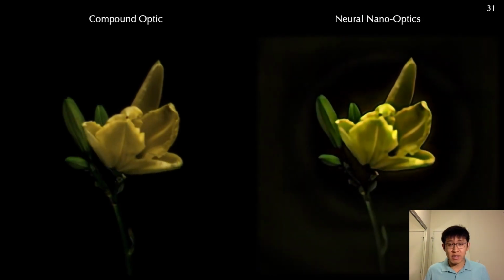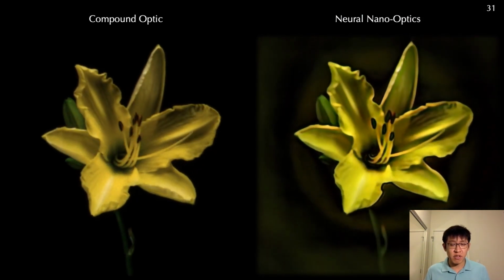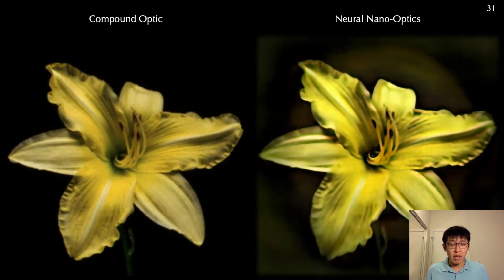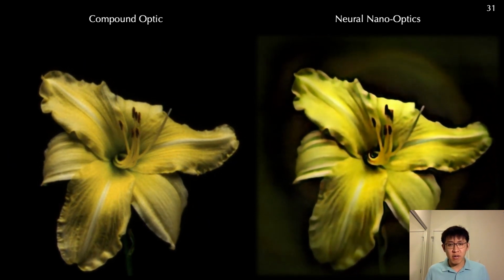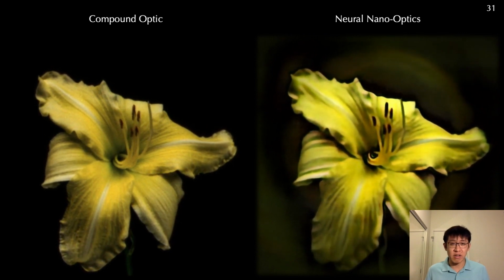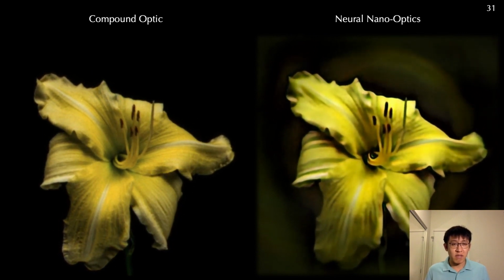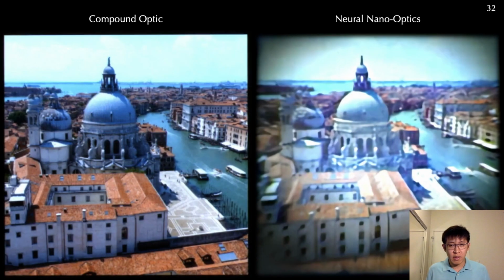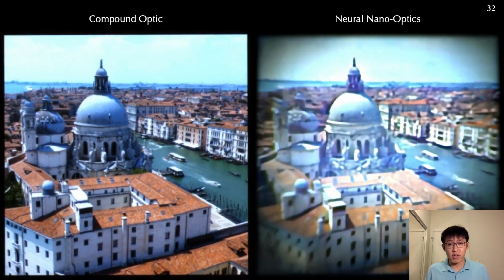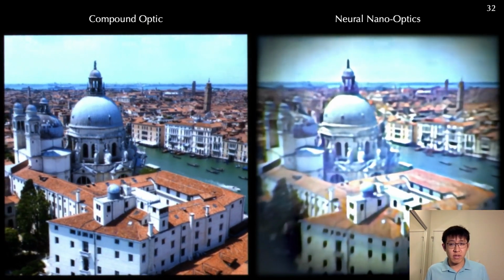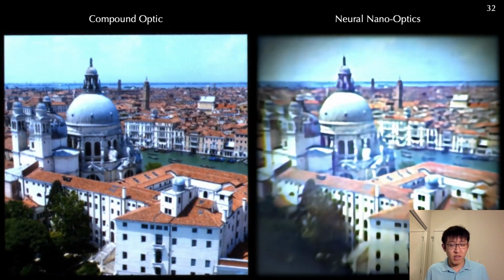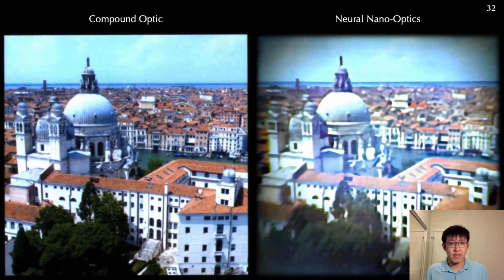So here are some side-by-side comparisons of full color captures by both the conventional camera and the Nano camera. And we can see that although the Nano camera is not perfect, and there's still some room for improvement, it is quite close to the performance of the conventional camera, which uses highly corrected compound lenses. And here's another video result, which shows that we can achieve high quality color results comparable to the conventional camera on diverse scenes.